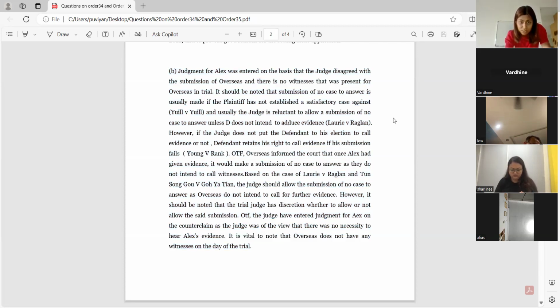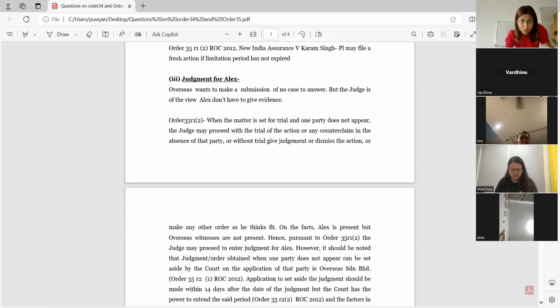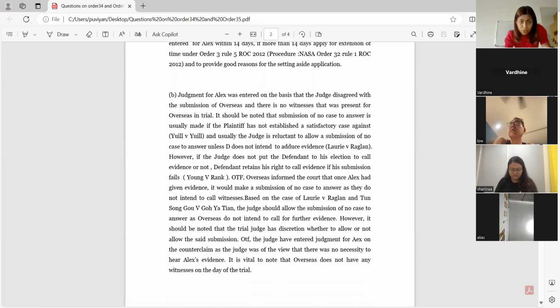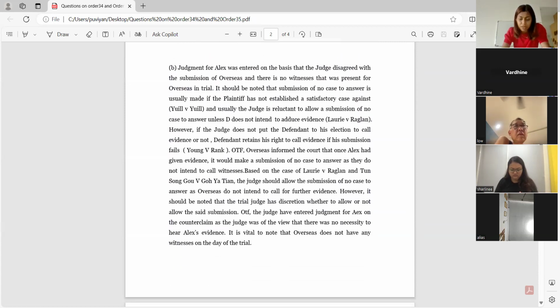All right. So this is how you are supposed to do it: 1, 2, 3. If you go to part B, counsel for Overseas advised them to file an appeal against the decision of the judge in entering judgment for Alex, but as regards the dismissal of their claim, the proper way is to file the action afresh instead of making an appeal.